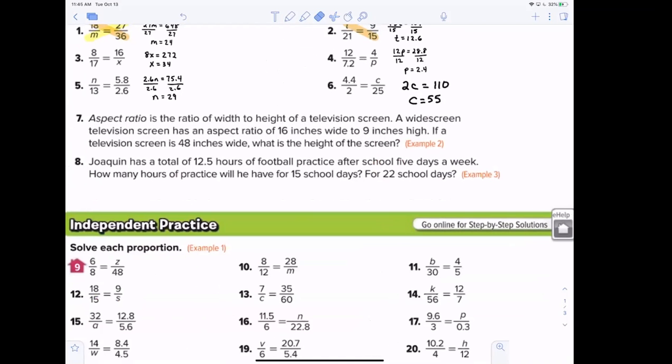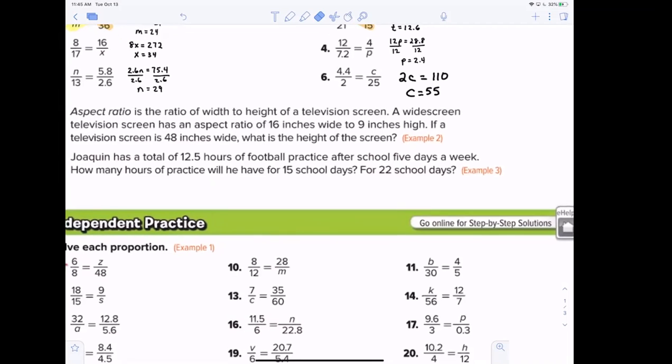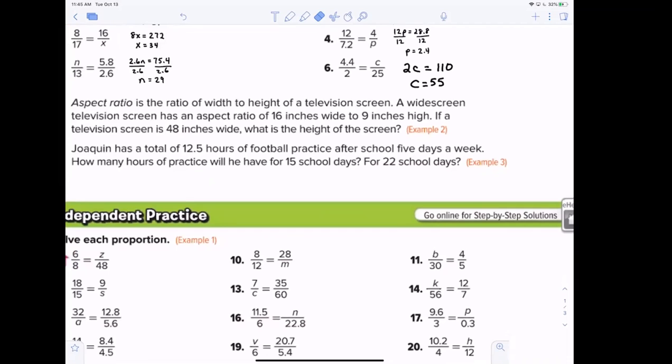Aspect ratio is the ratio of width to height of a television screen. A widescreen television has an aspect ratio of 16 inches wide to 9 inches high. If the television screen is 48 inches wide, what is the height of the screen? So tell me what to do. Somebody want to help him? It's just a ratio. Jolie, tell me.